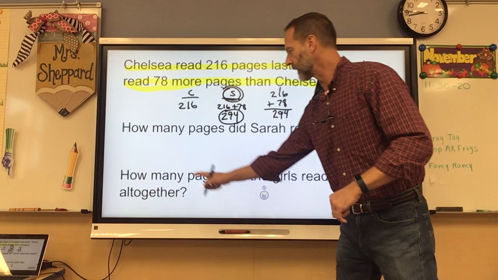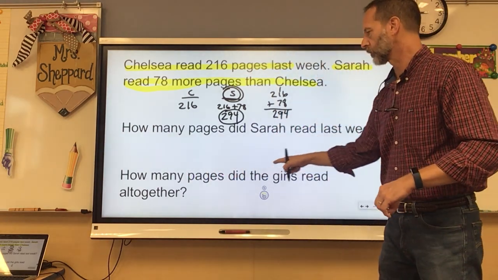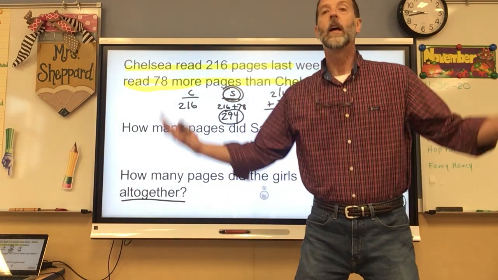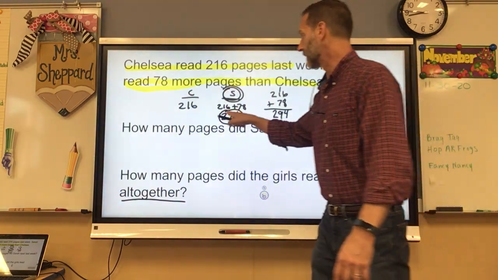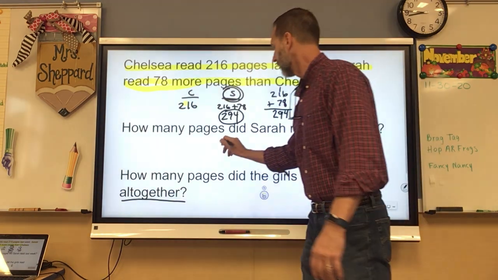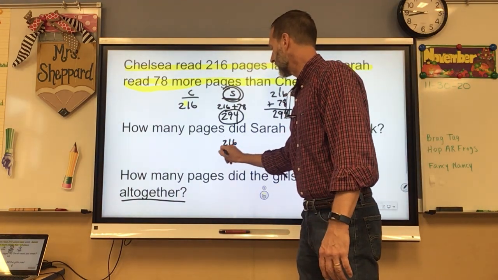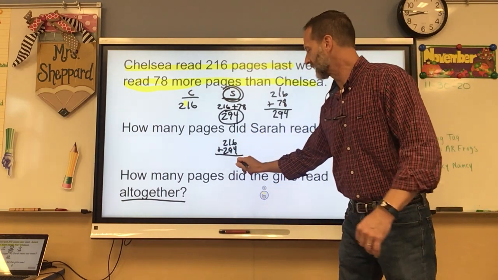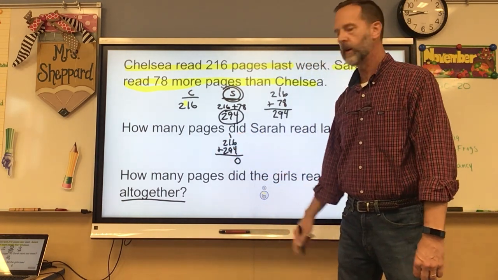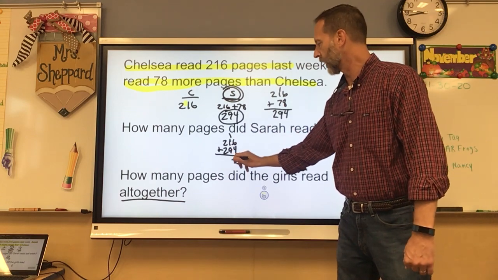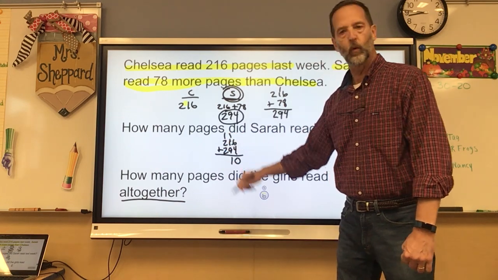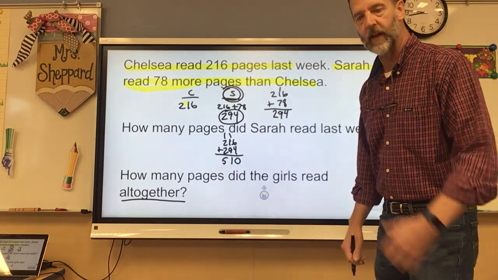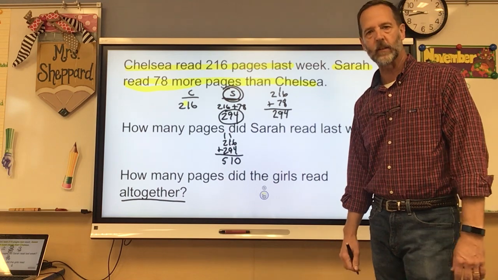But what if the question is, how many pages did the girls read all together? All together is another one of those things like in all tells us to add them. So I would take Chelsea's number and Sarah's number, and I would add those, 216 and 294. 6 and 4 is 10. I'd leave the 0 and carry the 1. 9 and 1 is 10, plus 1 is 11. 2 and 2 is 4, plus 1 is 5. And together the girls read 510 pages.